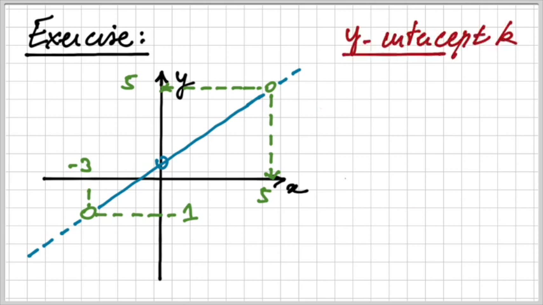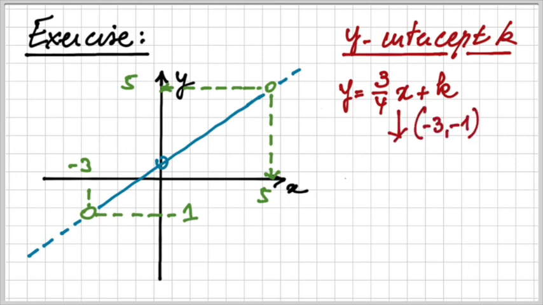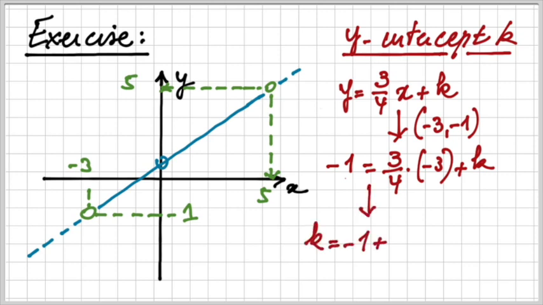So we find the y-intercept, and what we do is we start from the initial equation, y = 3/4 x plus k, and now we replace the values x and y by -3, -1, the first coordinate. We find in the equation that -1, the left-hand side, is equal to the right-hand side, which is 3/4 times -3 plus k. Following this, we can isolate k.